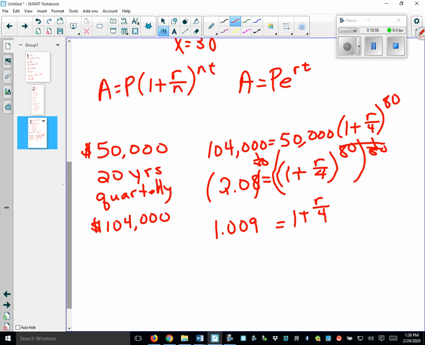Yep. What am I going to do now? Minus 1. 0.009 equals r over 4. Multiply by 4. So I think r is 3.6%.